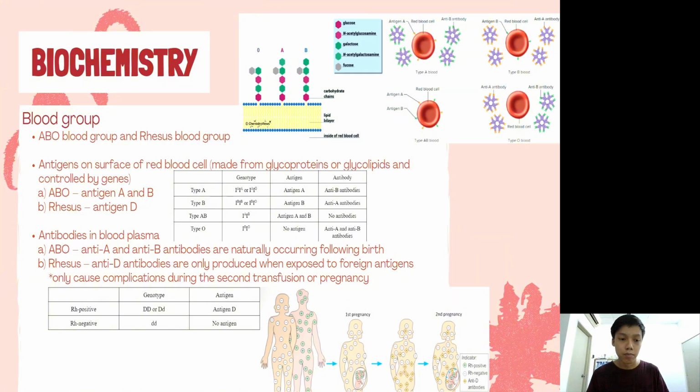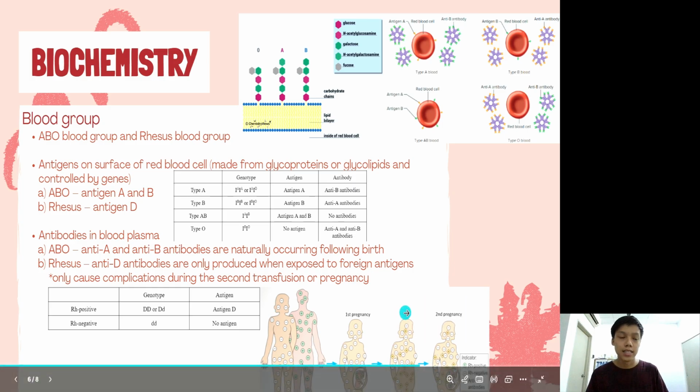But for the rhesus blood group, the anti-D antibodies are only produced when exposed to foreign antigens. So it will only be produced when it detects antigen D in the blood. Why this is important is that it will only cause complications during the second transfusion or pregnancy, as compared to the ABO blood group. And here we can see an example of what happens when a male with rhesus positive marries a female with rhesus negative. The complication will only start during the second pregnancy.